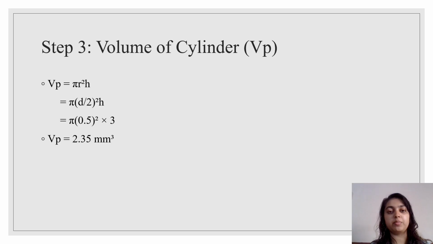Now next, step number 3 is what? Volume of cylinder. The formula for volume of a cylinder is simple, pi r square h, right? Now put r is equal to d by 2, because in the problem statement we have the value of diameter and not the radius, right? So better to convert radius into diameter. Okay, so put r is equal to d by 2, h as it is, put values, and calculate volume.